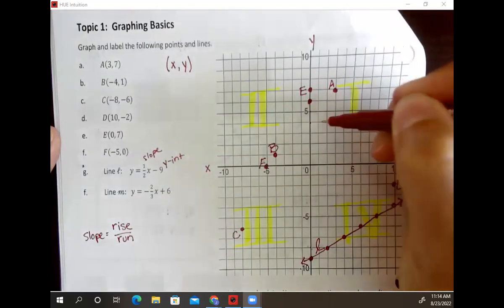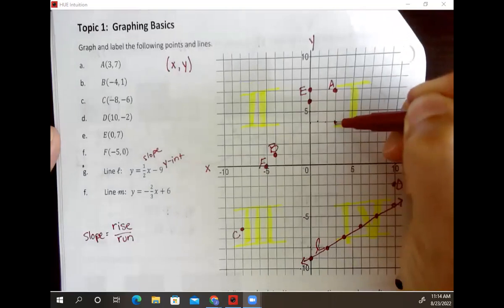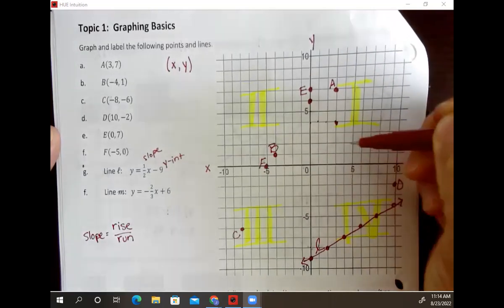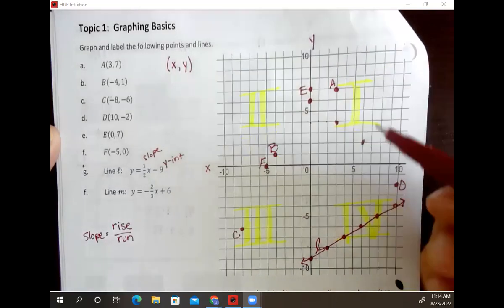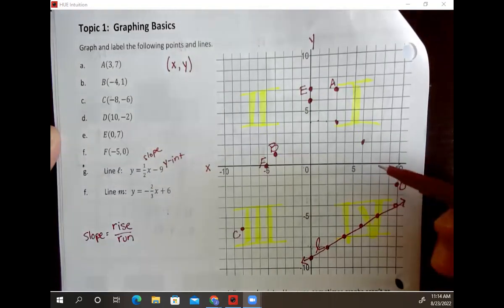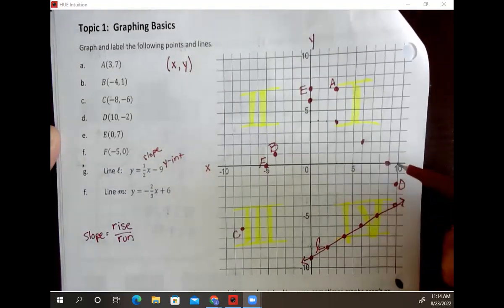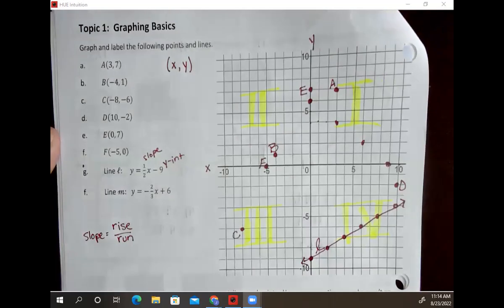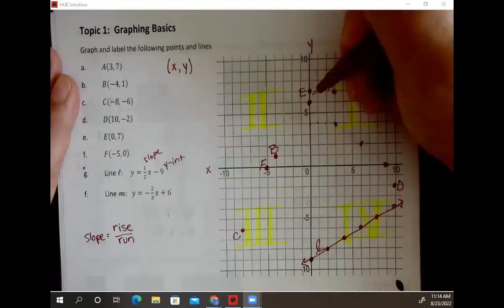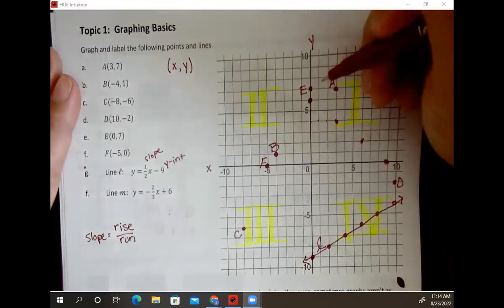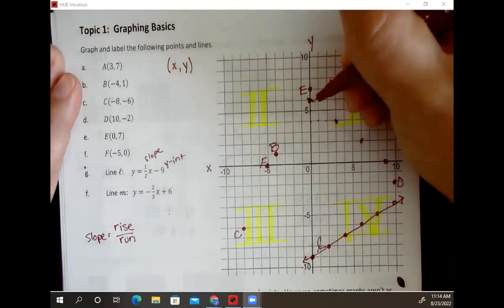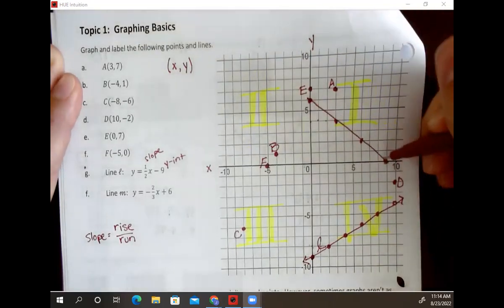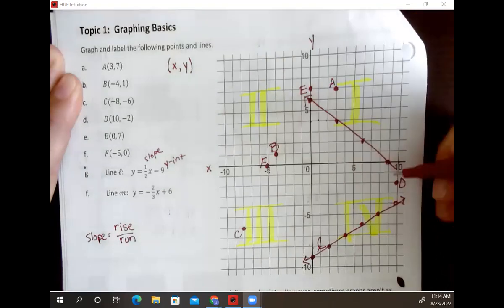So down 2, forward 1, 2, 3. Down 2, forward 1, 2, 3. And again, until I run out of space to be able to plot that next point. And since I know that this is the equation of a line, I'm going to go ahead and connect these and throw my arrows on the end.